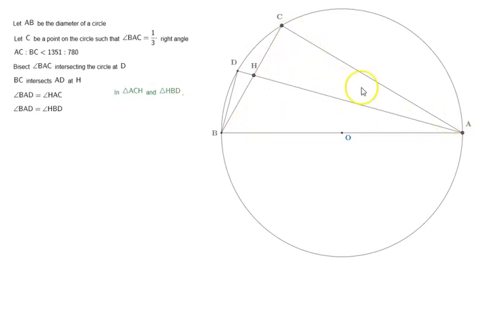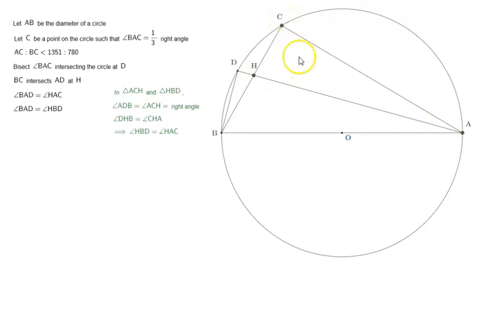In triangles ACH and HBD, angle ADB is equal to ACH. And they are both right angles. Why? Because they are the angles subtended by the diameter, or angles on a semicircle. Angle DHB is equal to CHA because they are vertically opposite angles. So in triangles, if two angles are equal, then the third angle is also equal. Which means that angle HBD is equal to HAC.